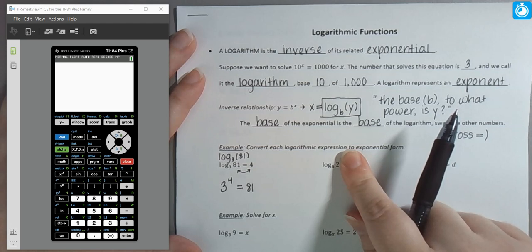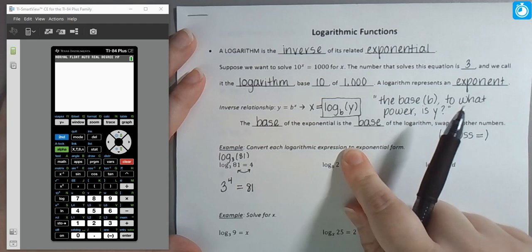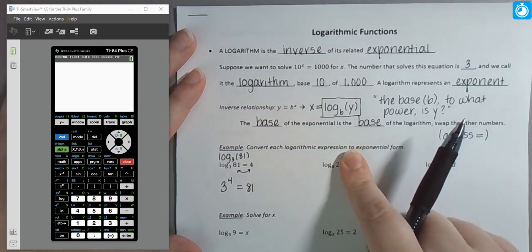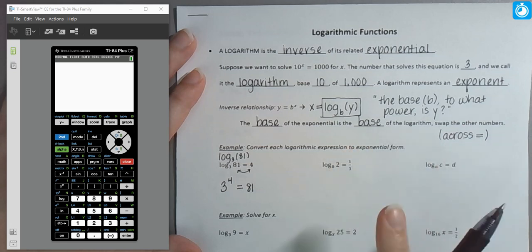Another way to think of it is if we were to take the cube root of 8, we would get a 2. Well, the exponential equivalent of a cube root is an exponent of 1/3. So 8 to what power would give us 2? Well, 8 to the 1/3 power would give us 2.